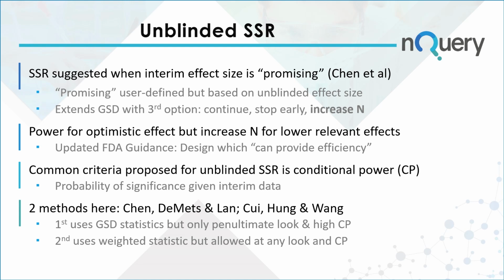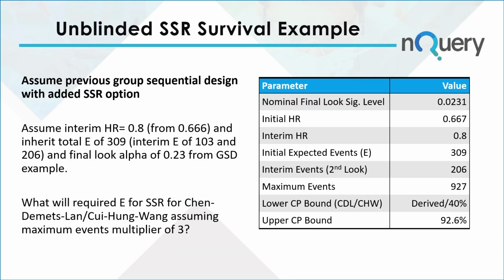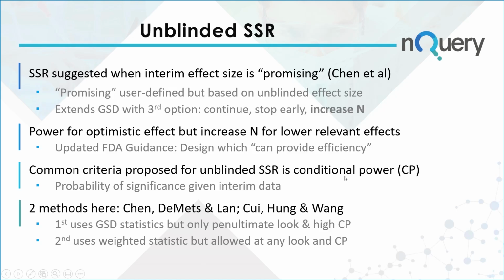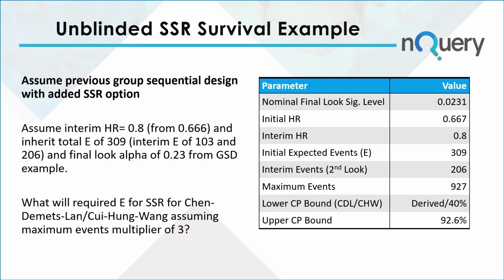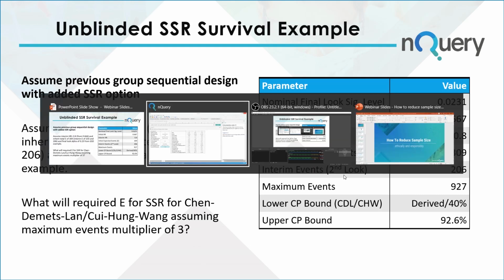And for that reason, the FDA talked about this as a design that could provide efficiency if well designed. But I would say this is a more complex design. Simulation is very important, and it can be less efficient, of course, if you just increase the sample size willy-nilly based on a very poor definition of what a promising result is. The details here in terms of Chen-DeMets-Cui, Hung and Wang, and the different methods and conditional power are provided on our website or in previous webinars, so if you're interested in the details, feel free to look. But let's just illustrate briefly what this looks like in nQuery.